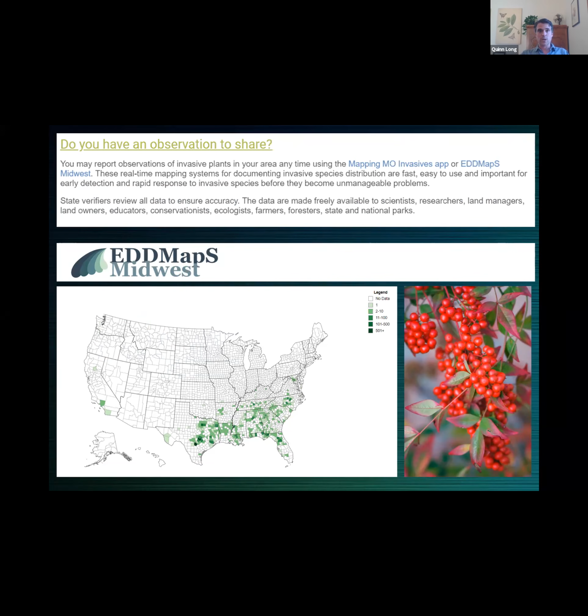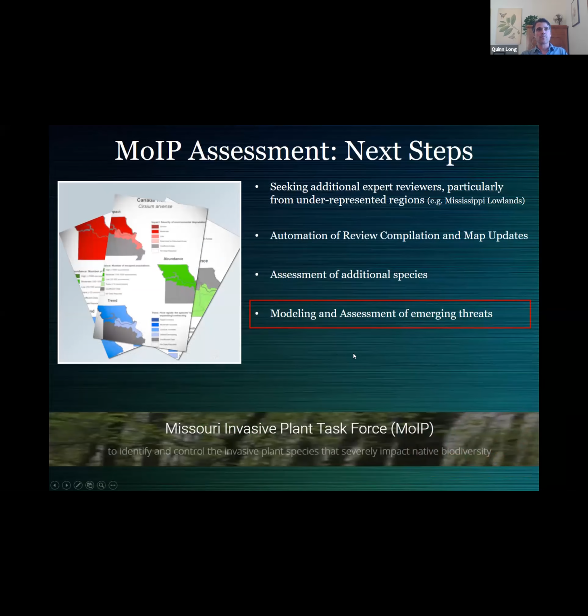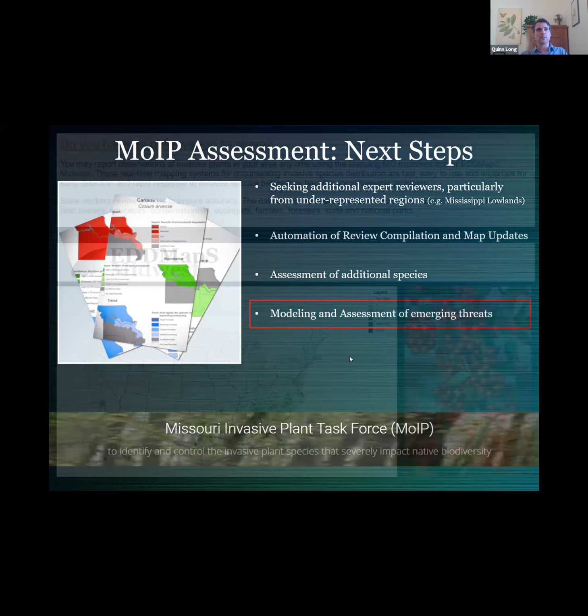And just to be clear, we use models when assessing climate change and in our forecasts. So these are very, very educated models that are being used and now integrated into the early detection and distribution mapping systems.